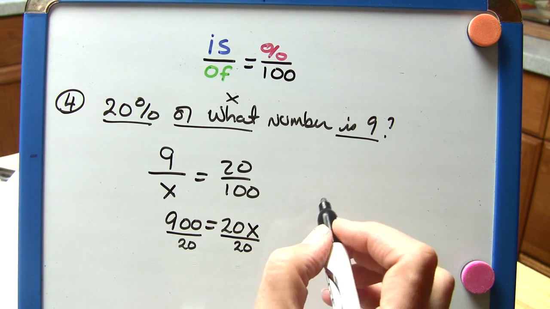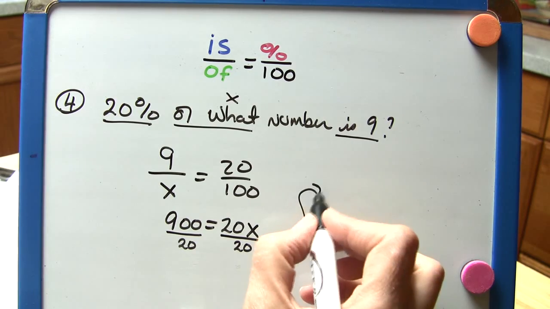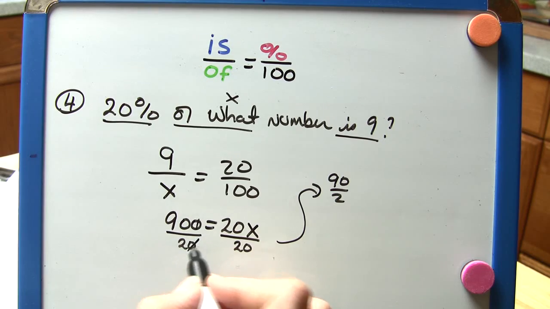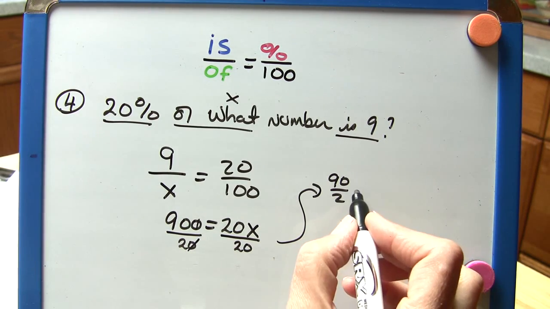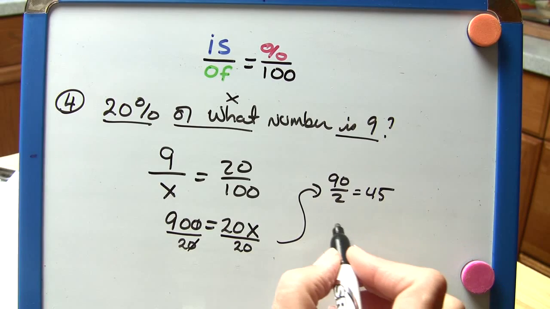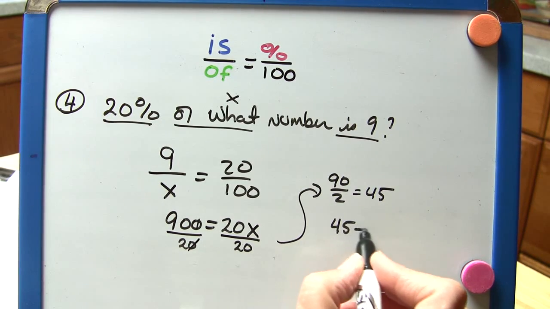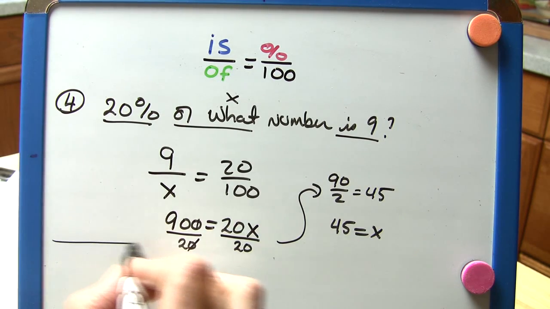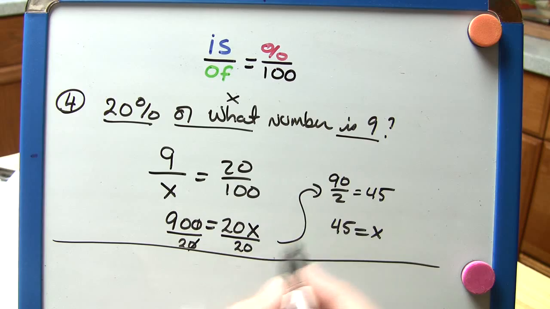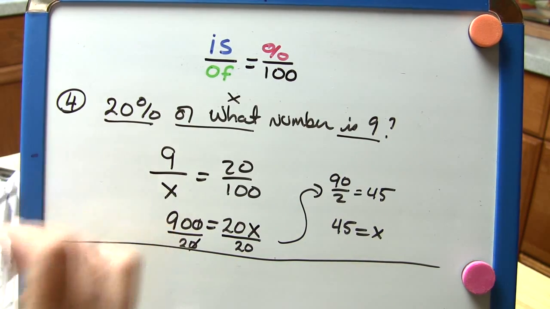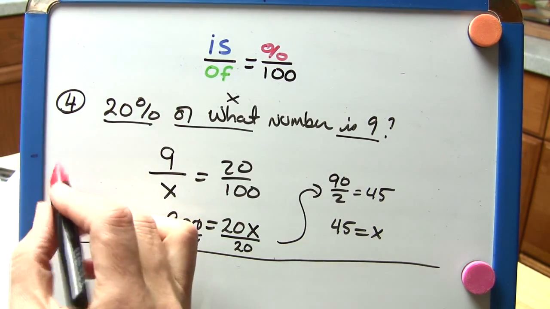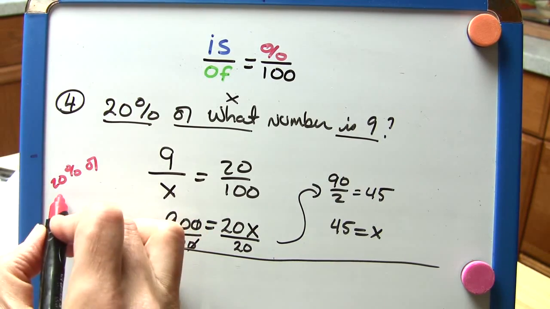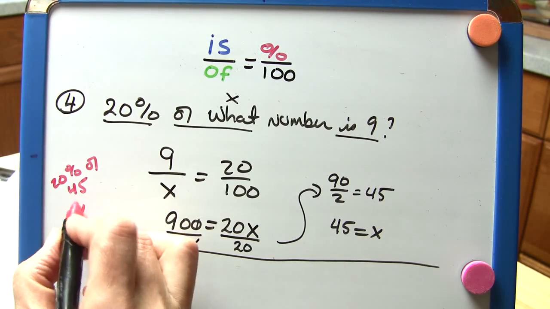900 divided by 20 is, well, we can just work this through. 900, that's 90 over 2, because we can just drop our zeros. Well, I know 90 over 2 is 45. So I can say 45 equals x. And to make this a sentence, we can say that 20% of 45 is 9.